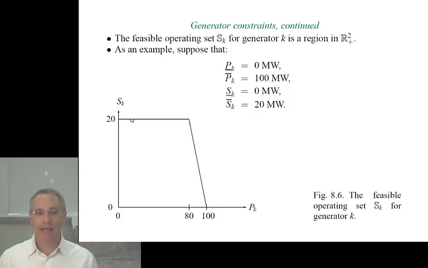And notice that that limits sk to be no more than 20. Similarly, pk is limited to be no more than 100, but if they're providing a non-zero value of sk, the power plus reserve constraint, which is this sloping line, limits the joint provision of power and reserve.